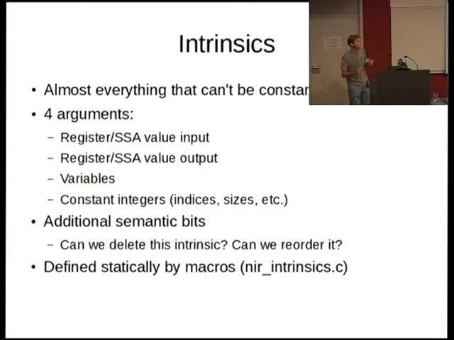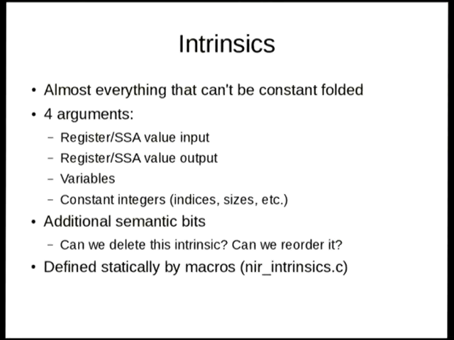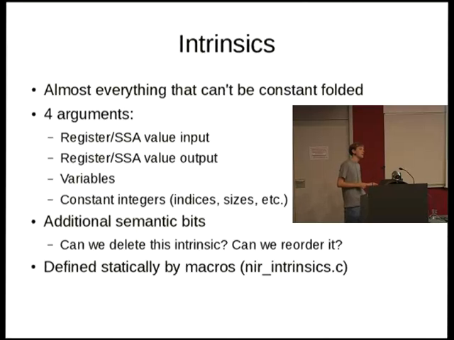Finally, the last piece to the puzzle of how NIR works is the intrinsics. The main thing to note here is they're pretty standard. They can take register or SSA value inputs. They can output them. They can take variables, which is actually how we implement loading and storing variables. They're used for almost everything that can't be constant folded. The only exception is textures. They have their own separate instruction because I tried to do it as an intrinsic, and it's a combinatorial explosion. It can't be done. There are too many damn texture instructions.